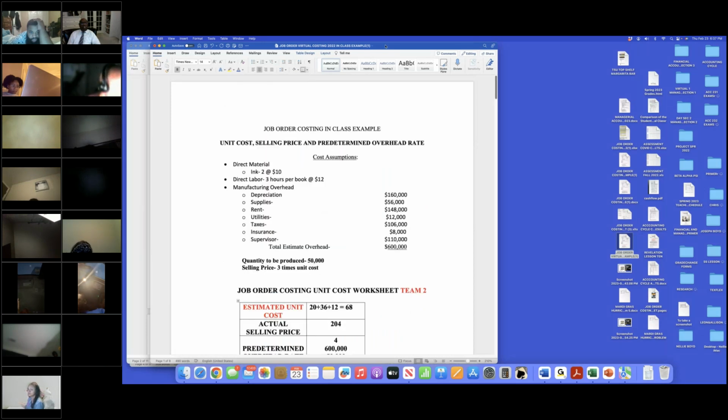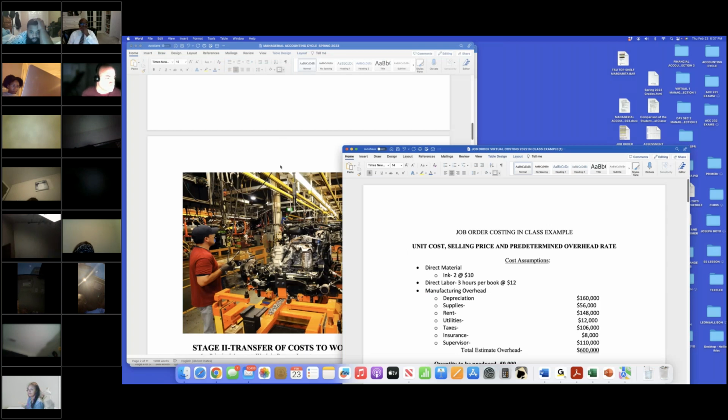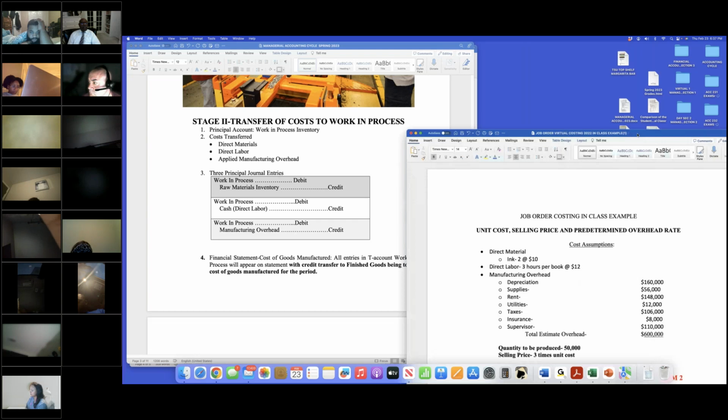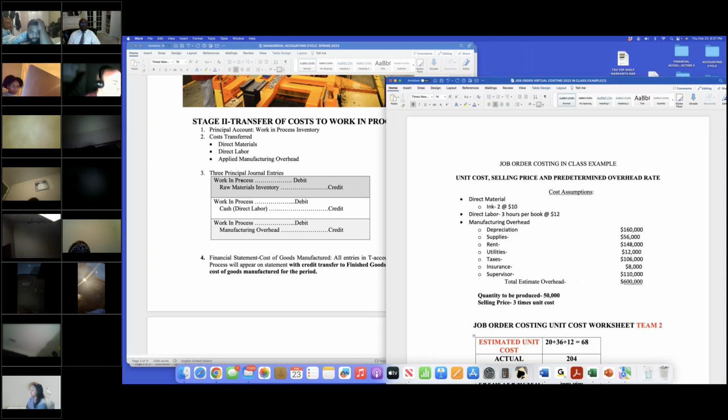Standard journal entries, they don't change. So in stage 2, these are the journal entries. So would it be what, cash? Oh, now you're dealing with the raw materials right now. Okay, so it'd be raw material credit. Right. And remember, you debit work in process each time.